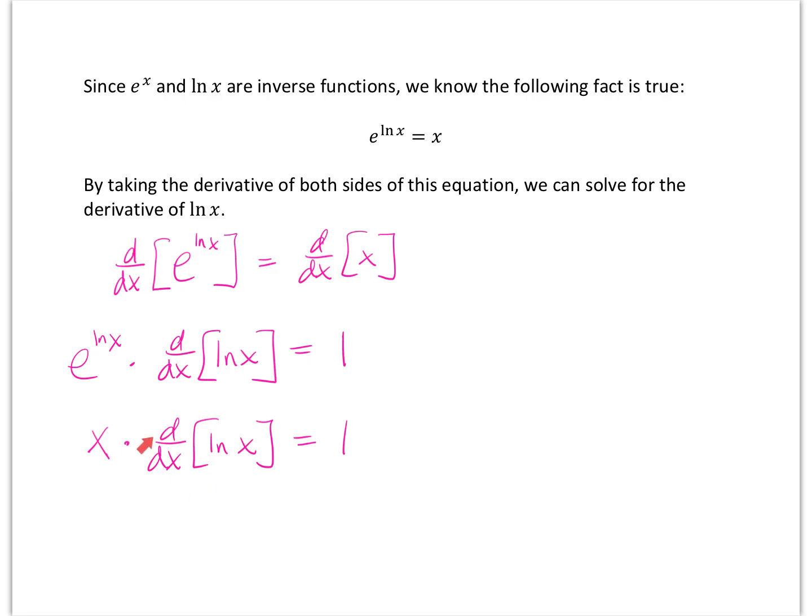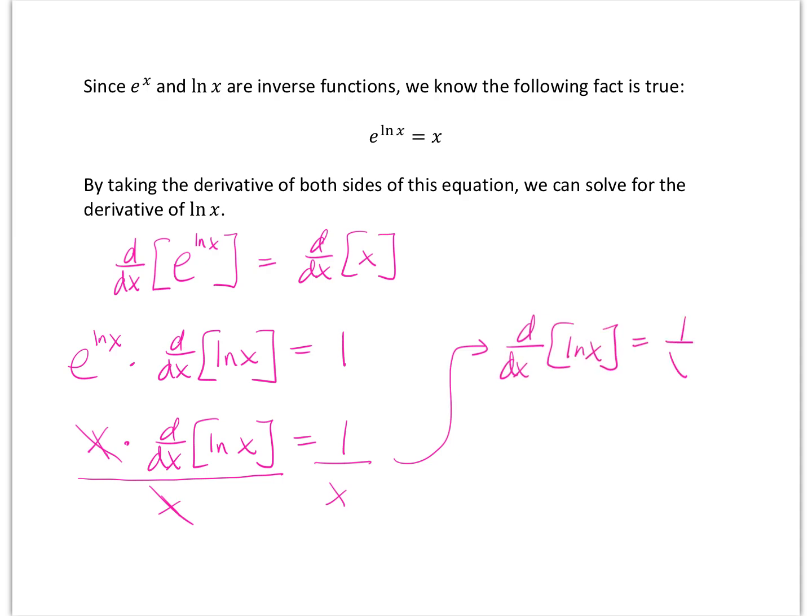But now I could treat d dx of ln x like an unknown. This is the thing I would like to know what it equals. So I'm going to divide both sides of this equation by x and just get that derivative that I'd like to know by itself. So this says that d dx of the ln of x is 1 over x, and I have another derivative rule. I use the fact that e and ln are inverses, so when I compose them, I get x. Then I took the derivative of both sides, used the chain rule, and I was able to solve for the derivative of ln x.